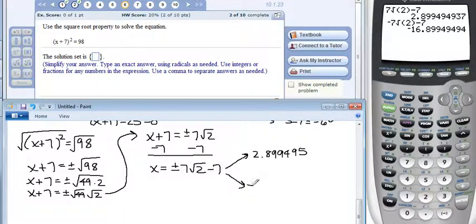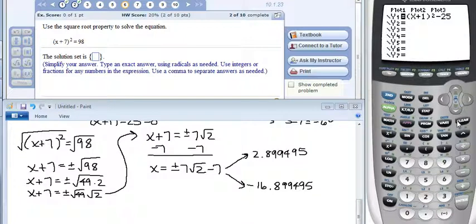And we get a negative 16.899495. Okay? So these are my decimal equivalencies of my two solutions that I want to check. Next, I'm going to go into my y equals, and I'm going to put in this value with the 98 subtracted across. Remember, it has to be set to 0, which on these is pretty easy. All you have to do is just take that one little piece across. Minus 98.